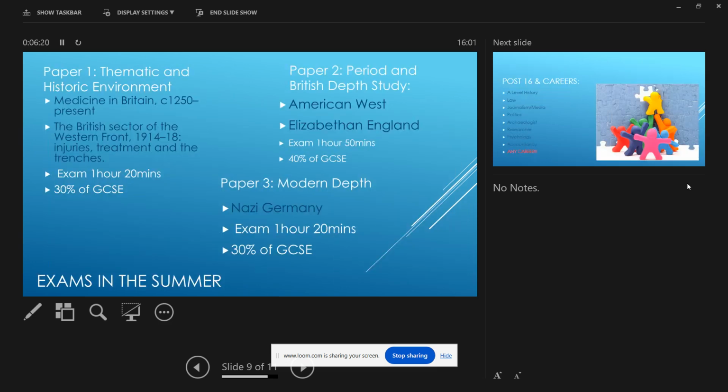When it comes to examinations, there are 3 papers that you sit. So one will be on the medicine paper, and that would be 1 hour and 20 minutes and 30%. Your paper 2 would be a combination of American West and Elizabethan England, which would be 1 hour and 50 minutes. And then your 3rd paper would be your modern depth, which would be Nazi Germany, which is 1 hour and 20 minutes and then another 30%. All those exams will be sat at the end of the 2 years in the summer.